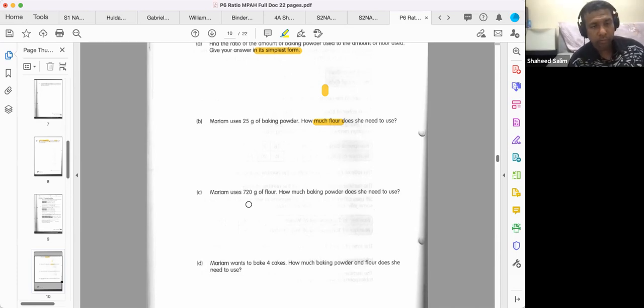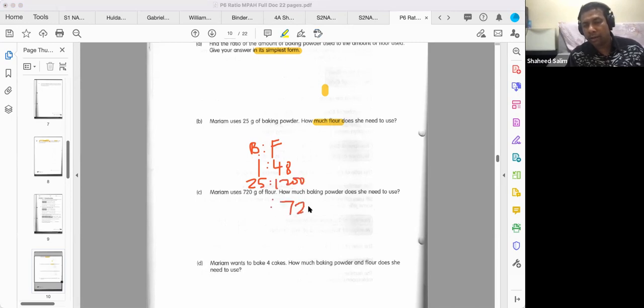You know what to do? Don't know. I'll show you. You agree that the ratio of baking powder to flour is now 1 to 48? Just now we used 25 here, and this one you get 1,200, right? Now they tell you the 720 grams under the flour. They want to know how much here.